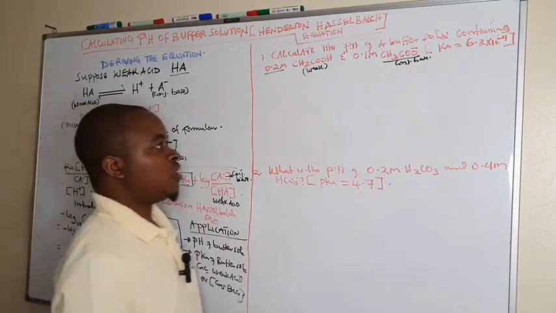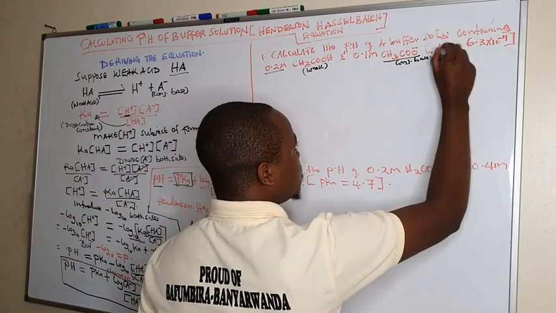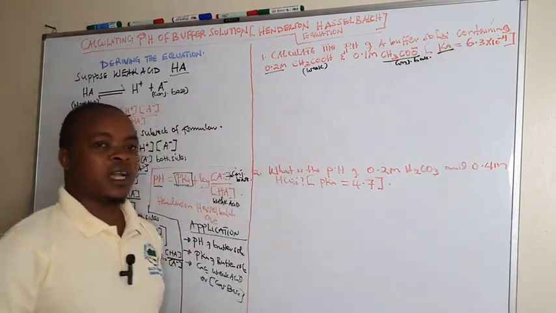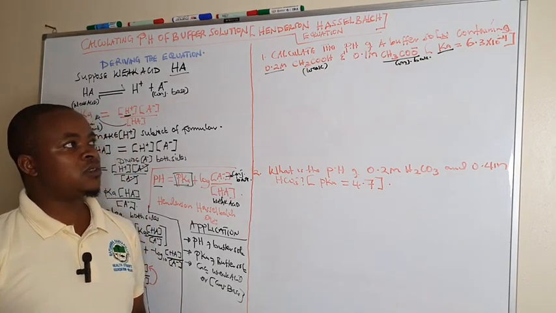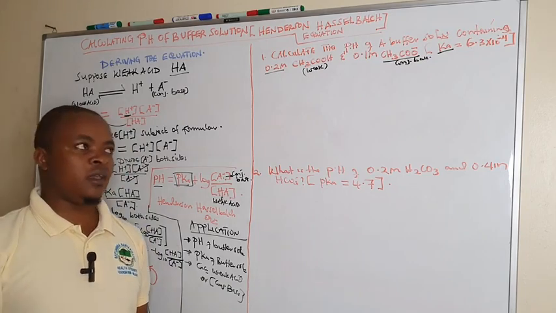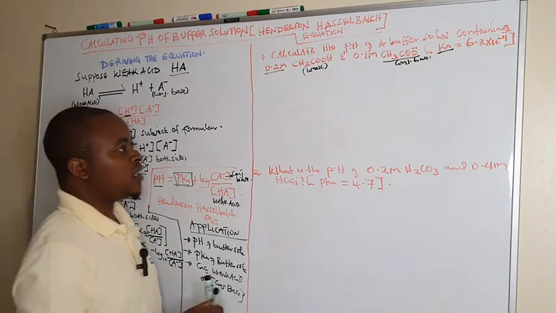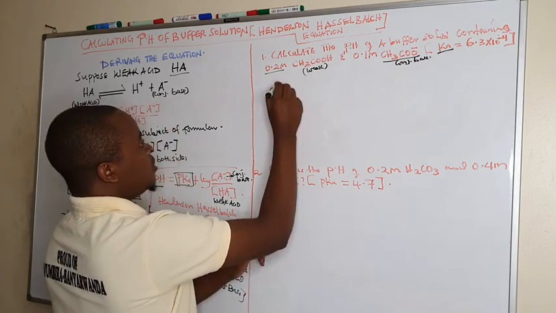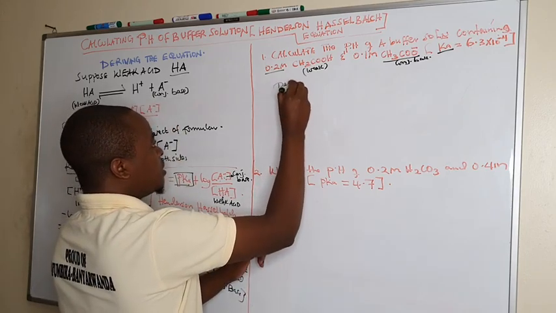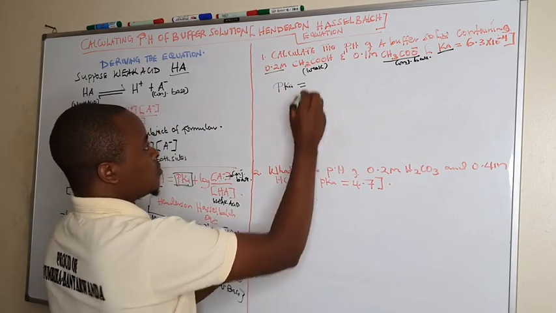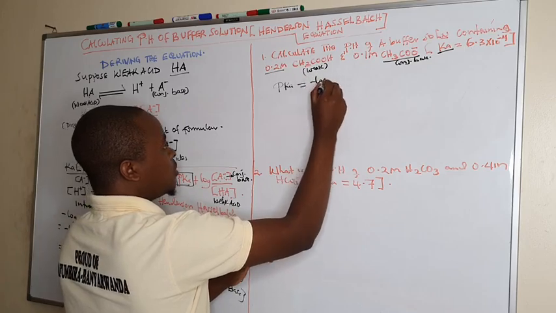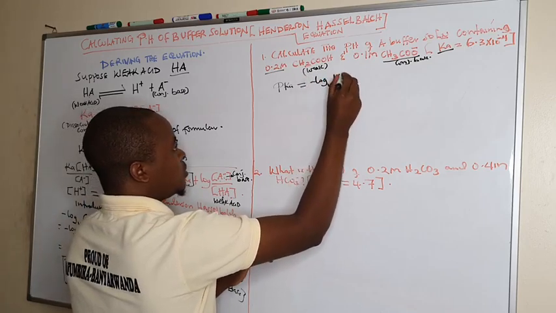After seeing that, we shall also need pKa, but we thank God they have given us the dissociation constant, so we can use it to calculate pKa. So here the first thing is to calculate pKa, whereby pKa is equal to negative log base 10 Ka.